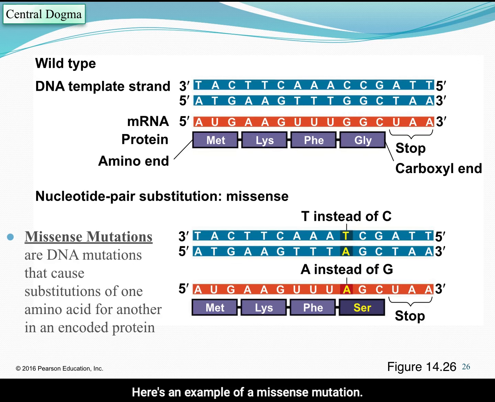Here's an example of a missense mutation. Let's look at the wild-type DNA template strand. In this case, you have a T instead of a C in the last codon set. The initial amino acid sequence is a methionine, a lysine, a phenylalanine, and a glycine. With the missense mutation, you have a T instead of a C. So at the very end, instead of a glycine, you have a serine.